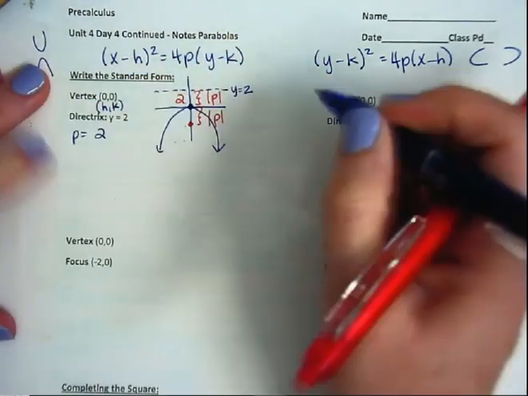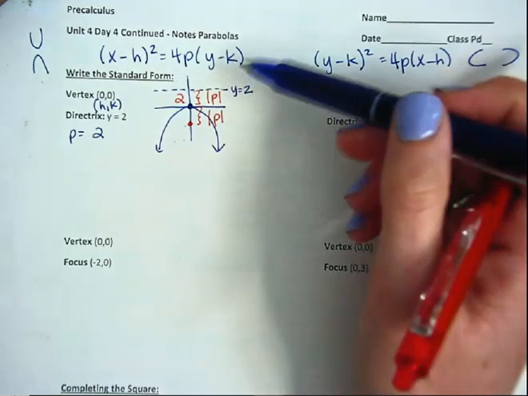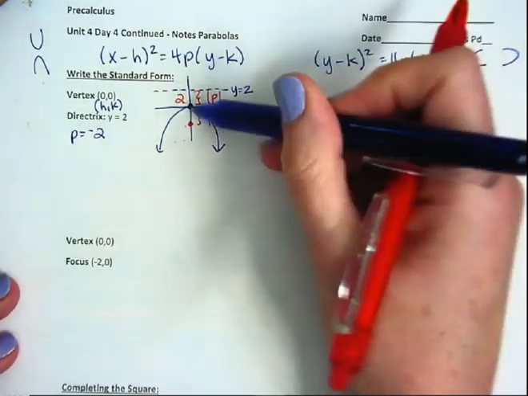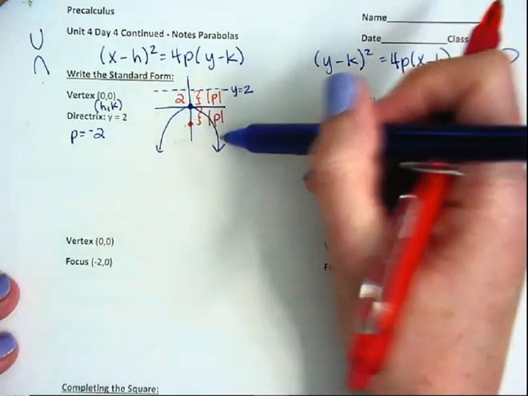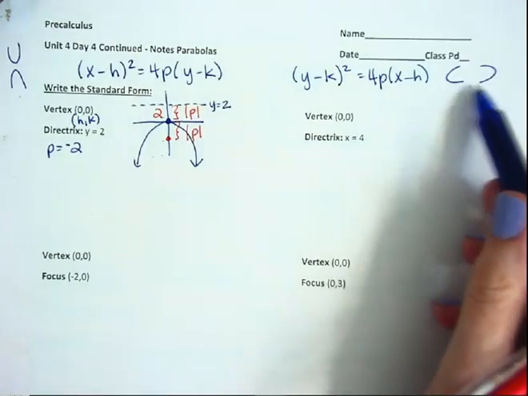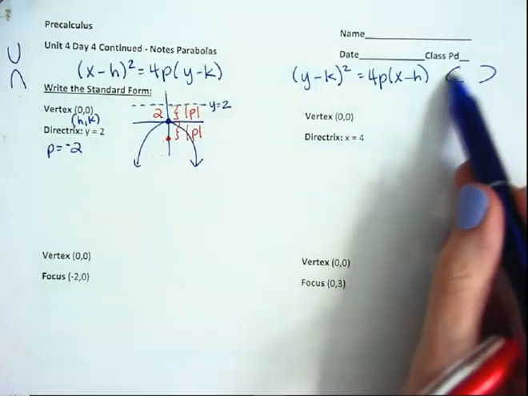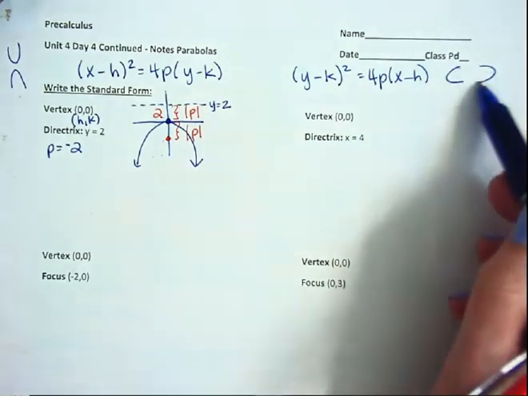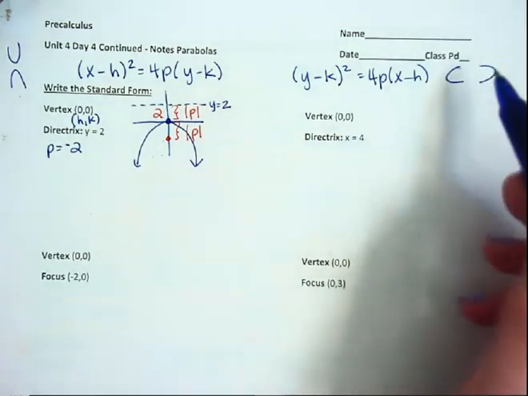is 2. But the actual value of p that we're going to substitute in our equation is going to be negative. And we know that because this is opening down. A downward opening graph gives me a negative p-value. An upward opening gives me a positive. So similarly over here, a parabola that opens to the right is going to have a positive p-value, and a parabola that opens to the left is going to have a negative.